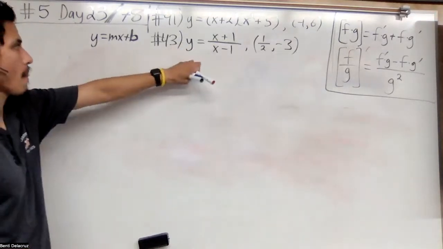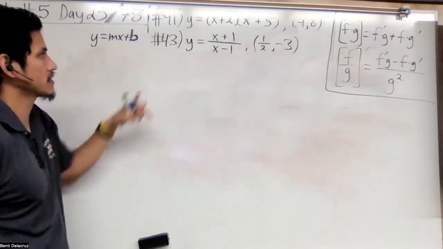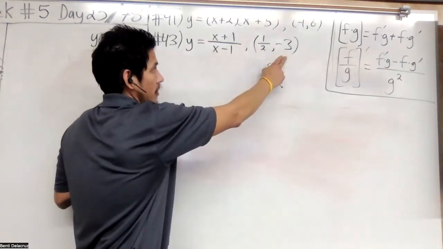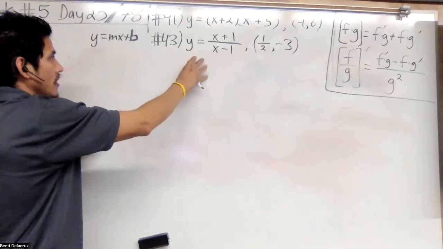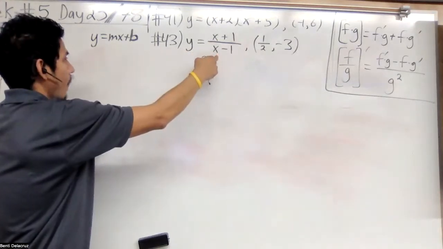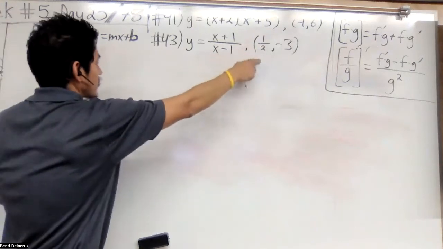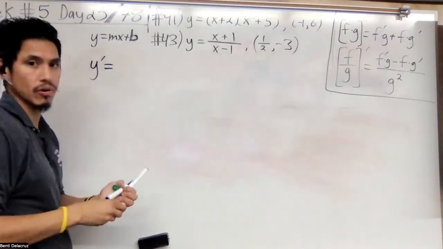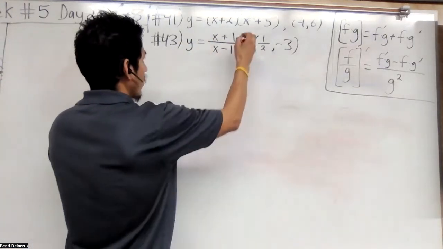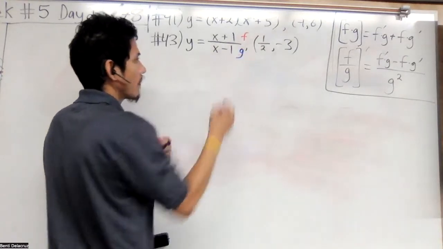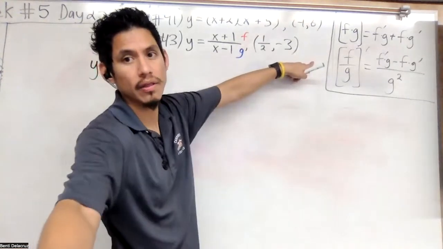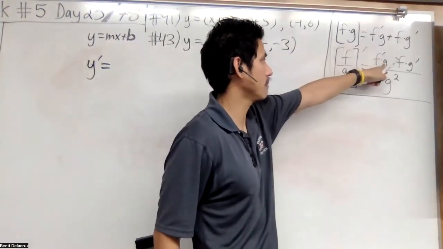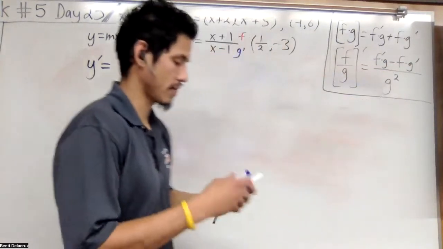Anyways, all right, so again, we want to find the equation of the tangent line to this function at the point 1/2 comma -3. So again, we want to find the value of the slope, or the value of the derivative at this point. So let's first find the derivative. So y prime, here we're going to use the quotient rule because here we have f over g. The derivative of f over g is equal to f prime times g minus f times g prime all over g squared.